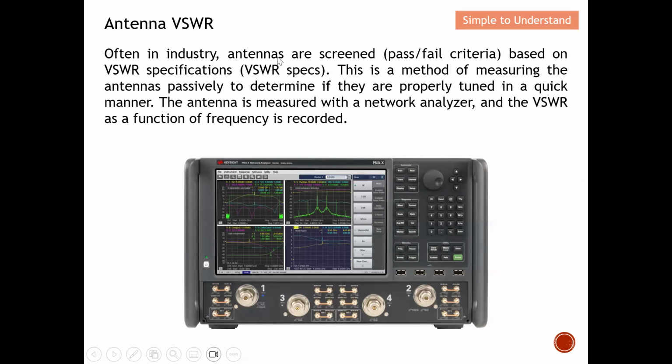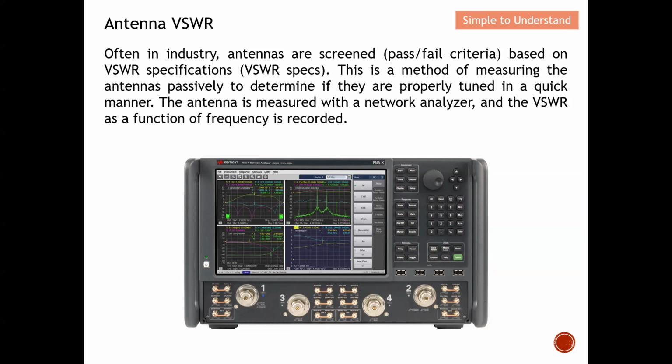Often in industry, antennas are screened, whether they pass or fail, based on VSWR. So in short, how to quantify your antenna performance will be by VSWR. This is a method of measuring the antenna passively to determine if it is properly tuned in a quick manner. The antenna is measured with a network analyzer, and the VSWR as a function of frequency is recorded. So if you have a network analyzer, you can measure your antenna's VSWR versus frequency, and from here you can determine whether this antenna is able to operate in this frequency region.